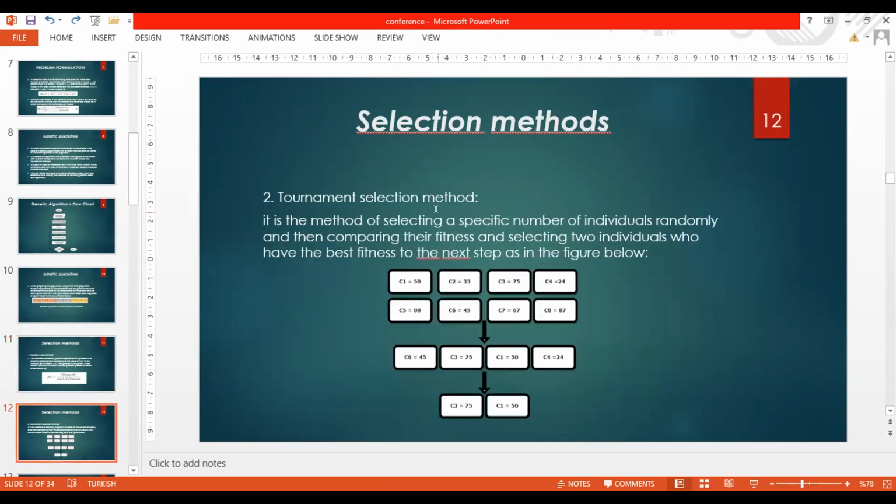Tournament selection method. In this method, we select a specified number of individuals randomly, and then compare their fitness and select the 2 individuals who have the best fitness for the next step, as in the figure below. The one with maximum fitness will be selected after random selection.